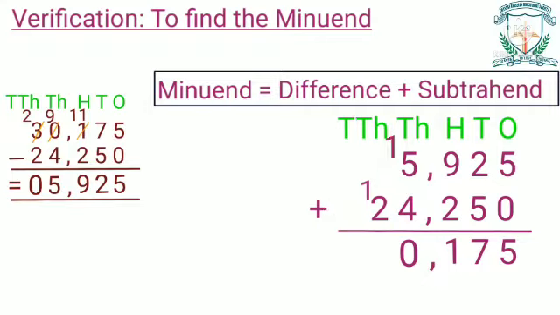Now let us add the digits in 10,000s place. 1 plus 2 is equal to 3. Write 3 in 10,000s column. The sum 30,175 is equal to the minuend given. Therefore, the subtraction answer 5,925 is correct.